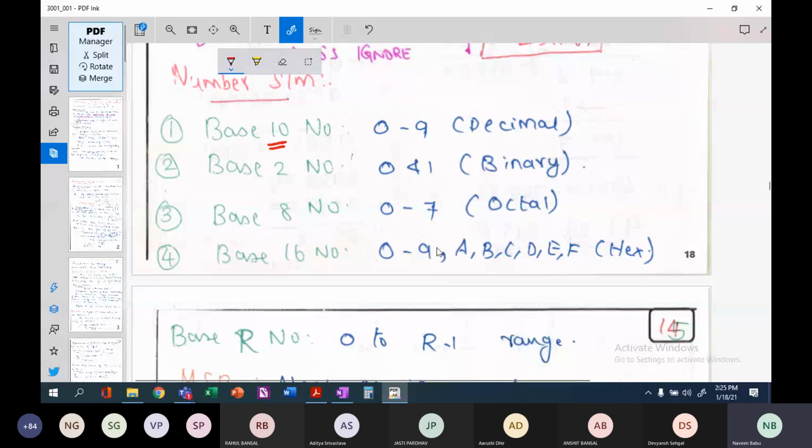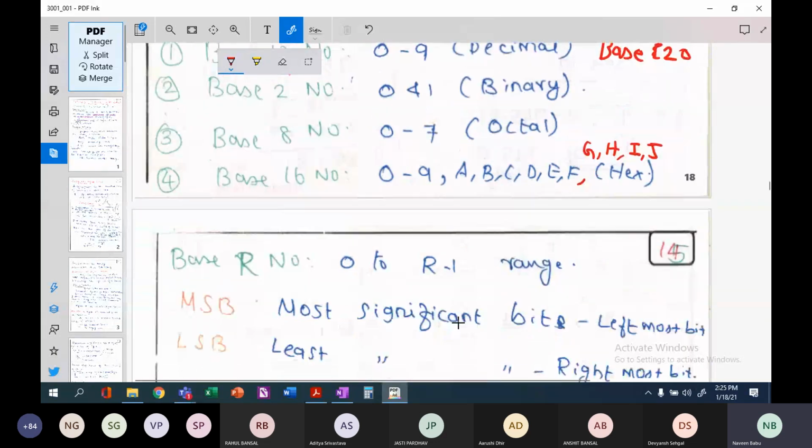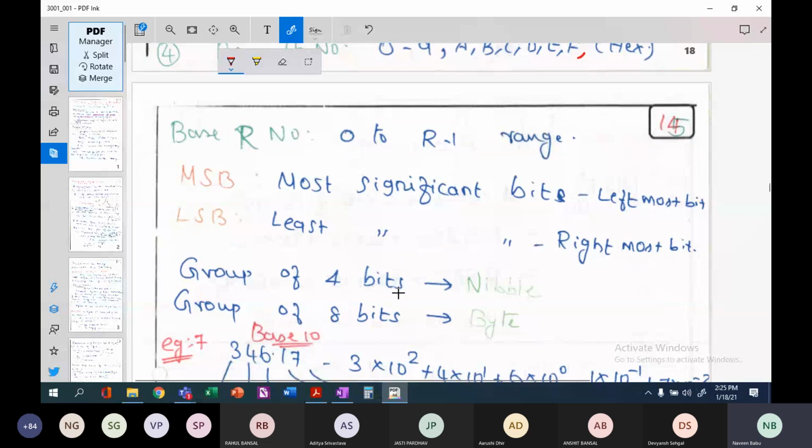Say for example, I am having base 20. Then I will have 0 to 9 and then A, B, C, D, E, F, so 16 is done. Then G, H, so 16, 17, 18, 19 and 20. I will have digits till G, H, I, J, right? So this will be my new number system, not base 16. I am looking for base 20.